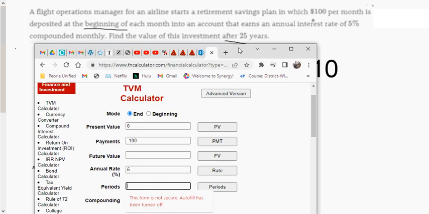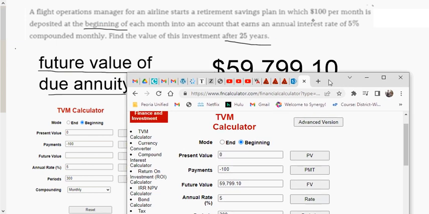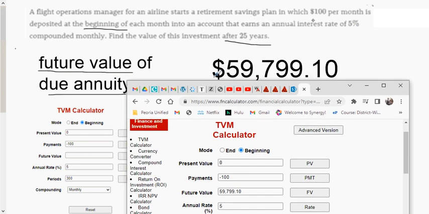The number of periods that we have, this is going to be 300. The reason it's 300 is because we have 25 years and then 12 months in a year. So 25 times 12 gets you 300 payments. And then we'll have this monthly. Now there's one other thing to watch out for, and that is we need to come over here and click the beginning because the problem says at the beginning of the month. Then we'll just hit future value, and that's where you can see that this is going to match up with our 59,000.